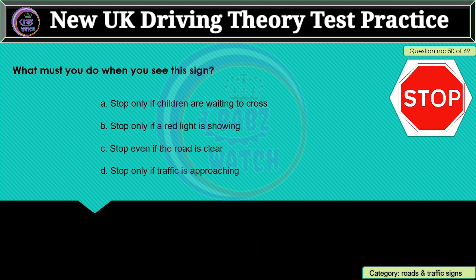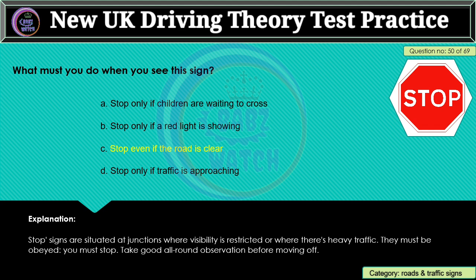Question 50 of 69. What must you do when you see this sign? A. Stop only if children are waiting to cross. B. Stop only if a red light is showing. C. Stop even if the road is clear. D. Stop only if traffic is approaching. The correct answer is C. Stop even if the road is clear.